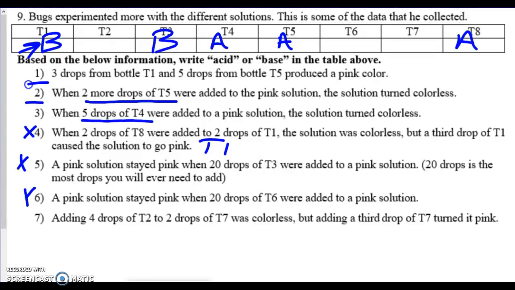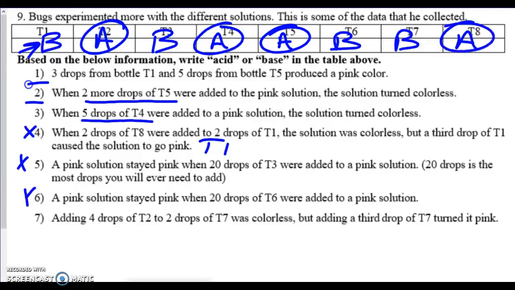6, a pink solution stayed pink when 20 drops of T6 were added to it. T6 is a base. You add base to a pink solution, it stays pink. And 7, when adding 4 drops of T2 to 2 drops of T7, it was colorless. But adding a third drop of T7, it turned pink. So T7 must be a base. And therefore, T2 must be an acid. I have 1, 2, 3, 4 acids and 4 bases.